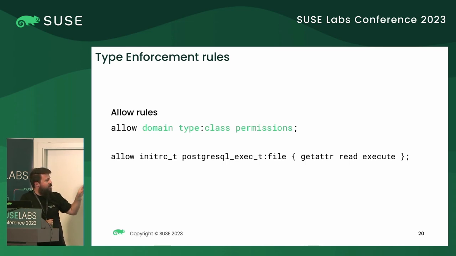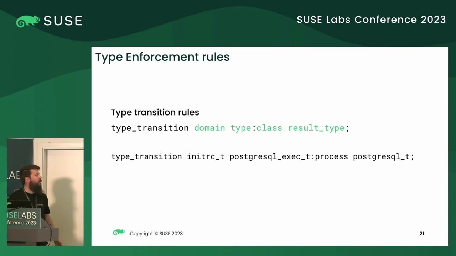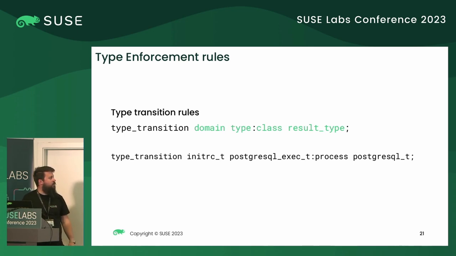So once we have executed the PostgreSQL process, we need to be able to identify that we have become the PostgreSQL process and we are no longer the init system. And how do we do that? Well, we use this second fundamental type of rule that is called a type transition rule. A type transition is a very simple kind of rule that says that when a domain executes a file with a given type, then the resulting process will have a well-defined resulting type. So to complete this example, when the initrc domain executes something that is labeled postgresql_exec_t, the resulting process that will be spawned will have the postgresql_t domain. Right, and so now we have become the PostgreSQL process and we are confined by SELinux.